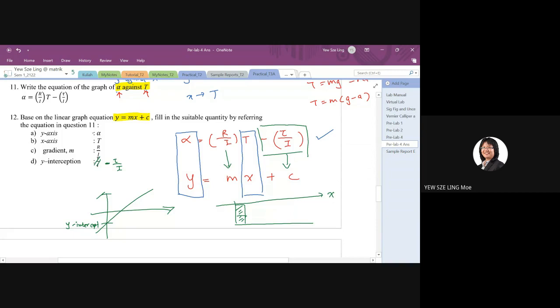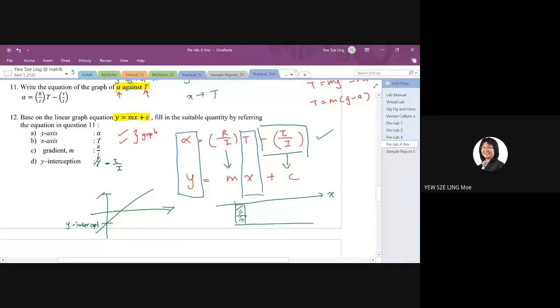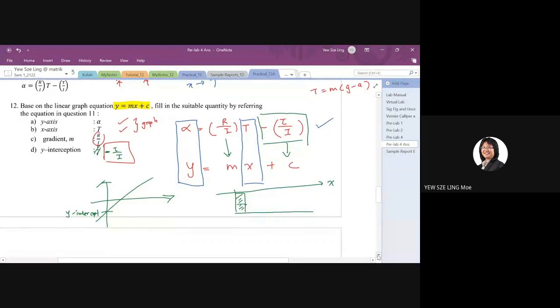So by comparison, let's go back to number 12. The y-axis is alpha, the x-axis is T. So these two actually come from your graph, not just from the equation. The gradient is r over I, and the y-intercept is negative tau over I.